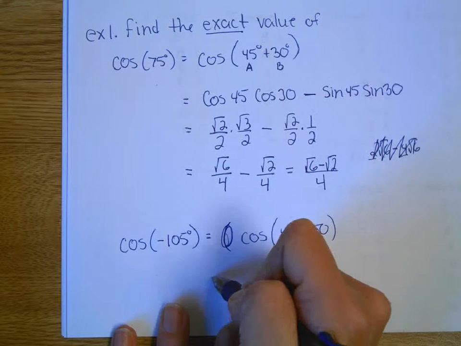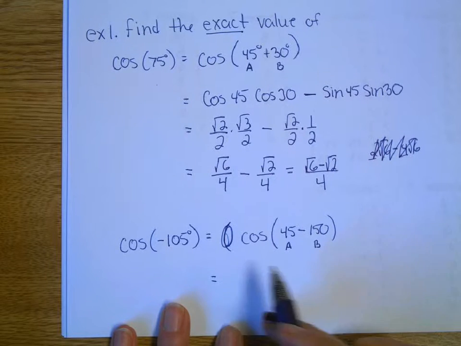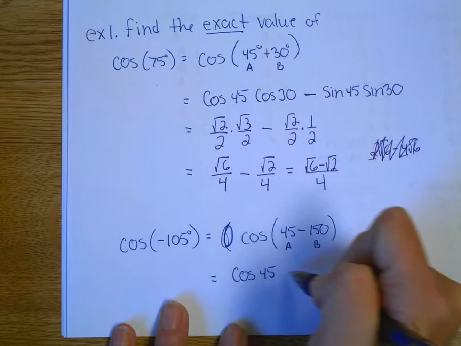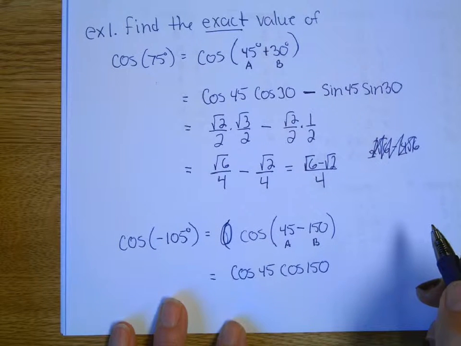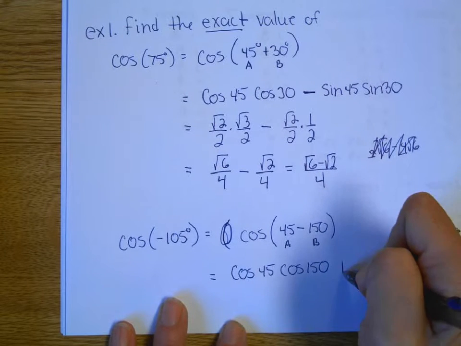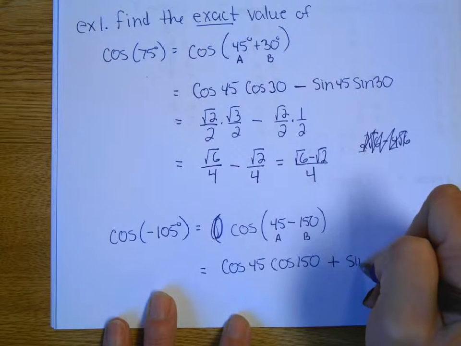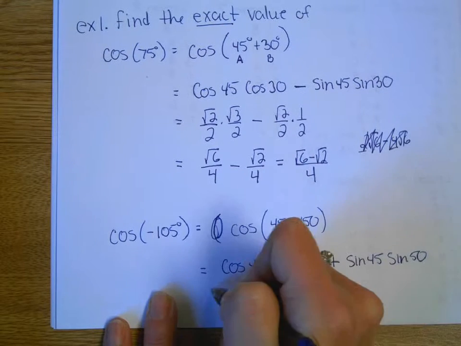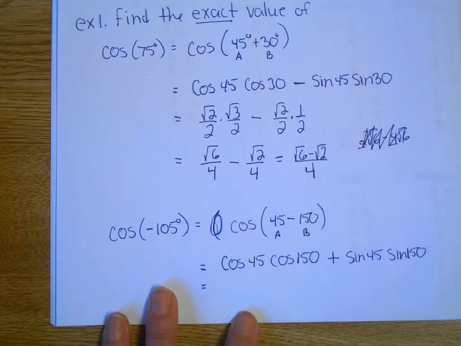So now I just expand, and the identity says take the cosine of the two angles, so that's the cosine of 45 times the cosine of 150. Not negative 150? No. And because it's a subtract, we're going to add the two signs. Sine of 45 times the sine of 150. Oh, 150. Sorry. And now you just look up those four values and you do the simple math.